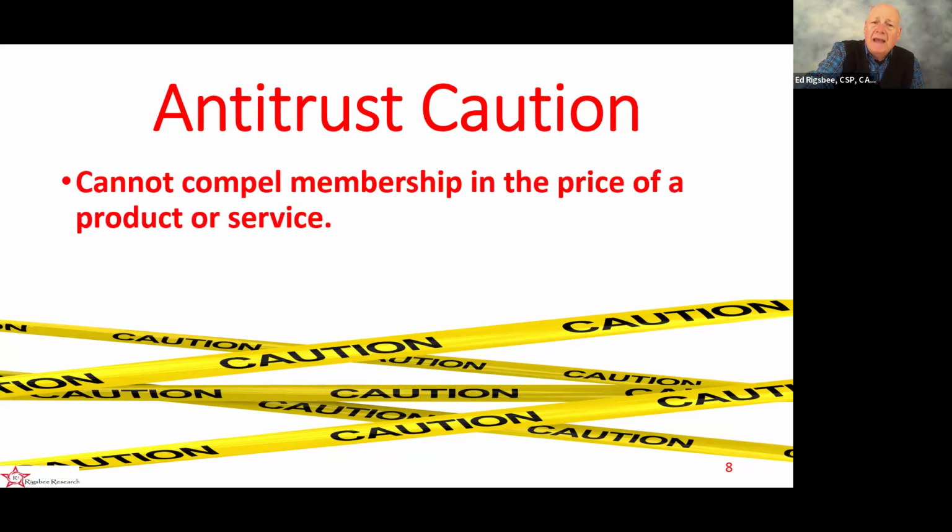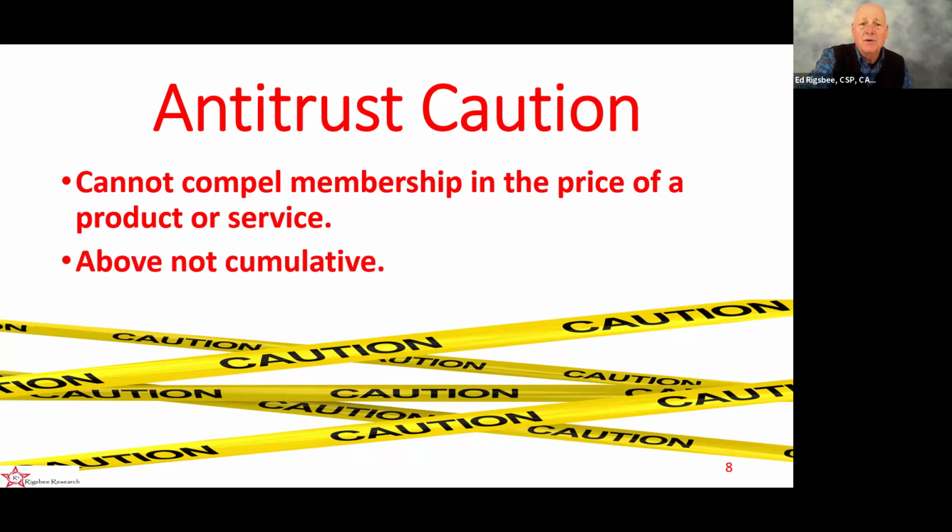We cannot compel membership in the price of a product or service. So if membership is $200 and the differential between a member and non-member is $200, we're compelling membership in the price of a product or service. For those of us, especially if you have a professional society and membership's only $150 or something like that, that creates real interesting problems in pricing.